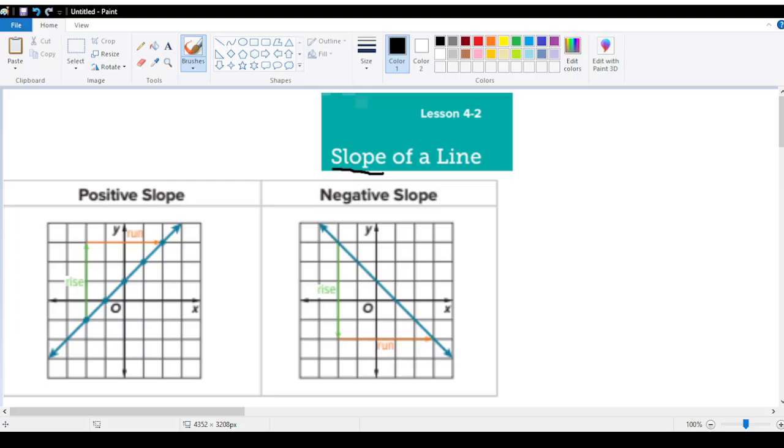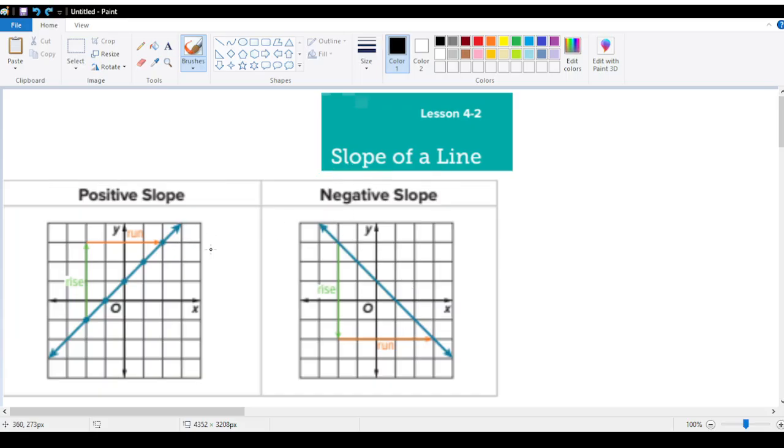Now, how do we know if the slope is positive or negative? Can you hear me now, Shamsa? Yes. Okay. In order to tell if the slope is positive or negative, we are going to look from left to right. If we are going up, that means this is a positive slope. If we look from left to right and we are going down, that means the slope is negative.